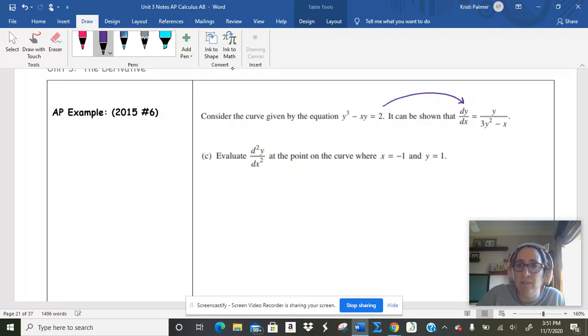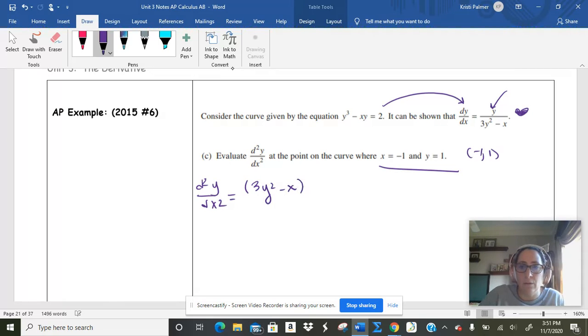And look what they already did. They gave us the first derivative already. Okay, so I want to find the second derivative and then plug in this point. So let's go find the second derivative. I can see that I have a quotient rule. Low d high minus high d low all over low low.